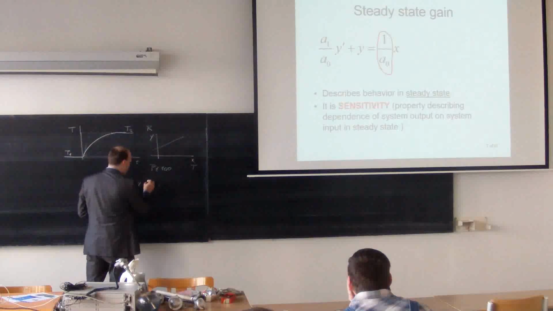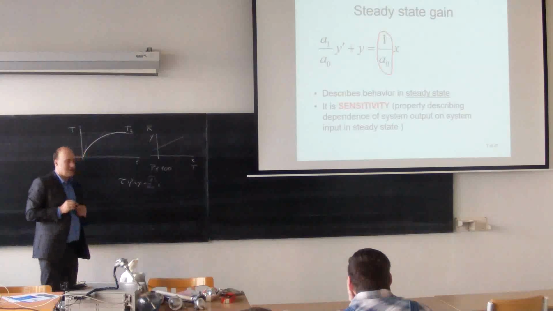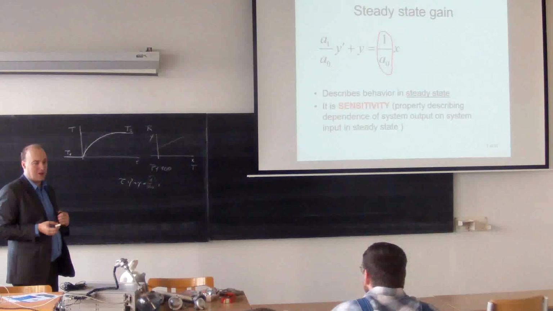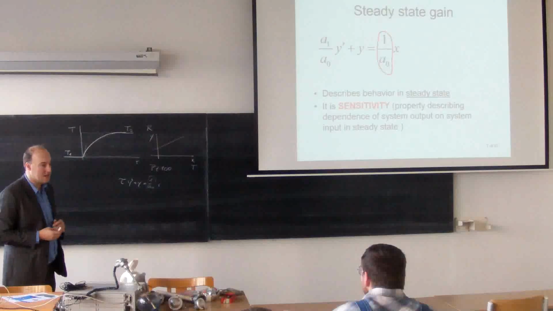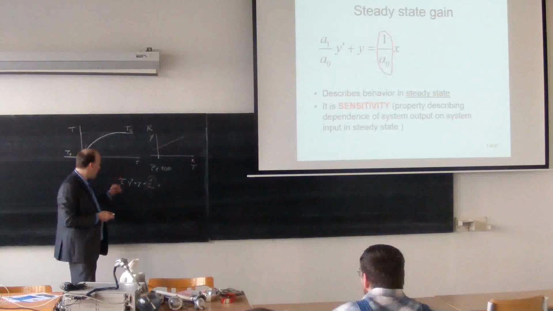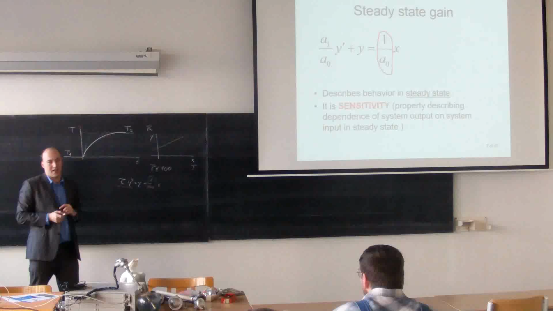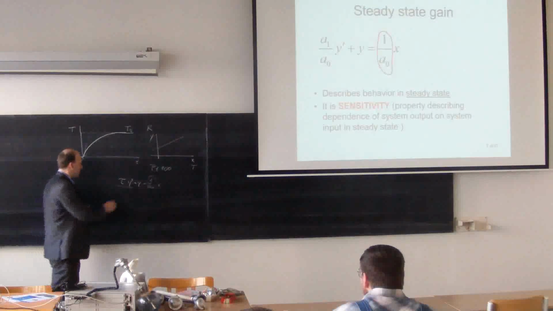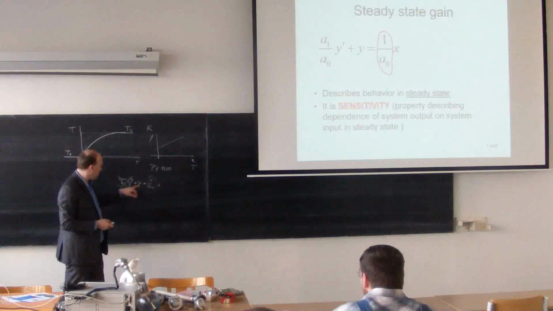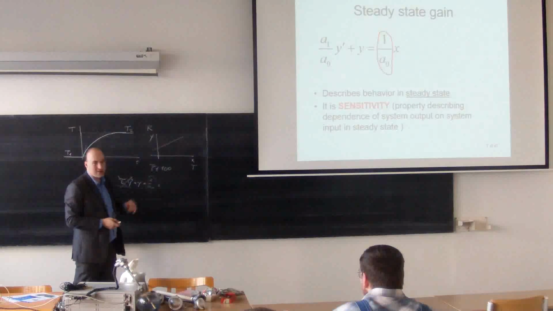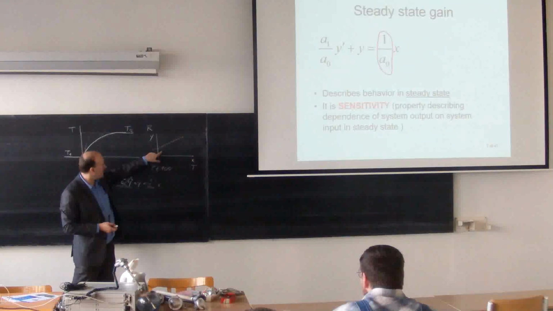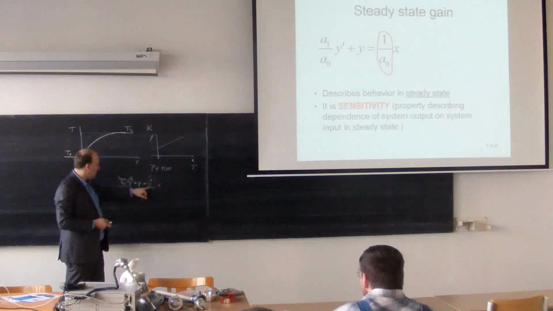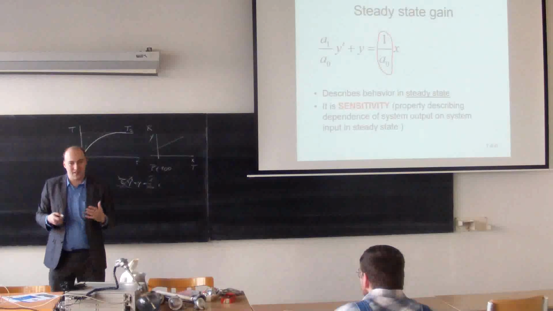This parameter will describe the behavior of the system in steady state. Not only in steady state, but mostly in steady state. Why? What is the value of this part in steady state? 0, yes. So this is 0, and we have y equals some constant value times x. So this is exactly the description of this steady state characteristic. So this would be the sensitivity.